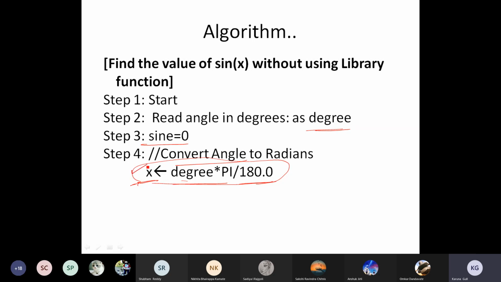Clear? So I got x value. What is this x term? x is the same value that you have read, but in terms of radians here. Is it okay? Say something.